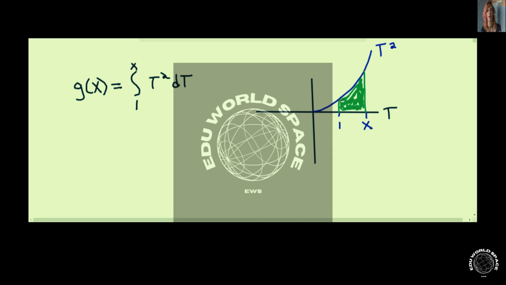so the area underneath the t squared function between 1 and some number x is the value of this definite integral. Now g is a function of x. So what this is really meaning is g of x means the area underneath the t squared curve between 1 and some number x. So g of 2 means the area underneath the t squared function between 1 and 2. G of 3 means the area underneath the t squared curve between 1 and 3.